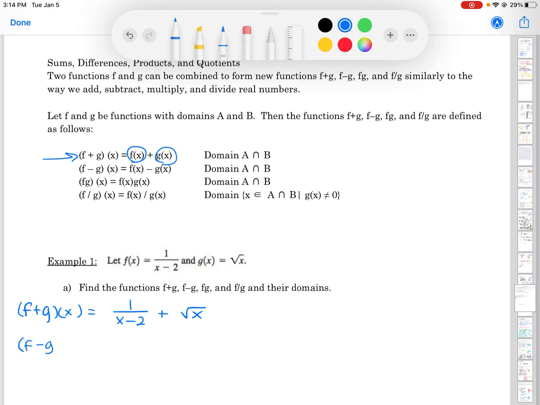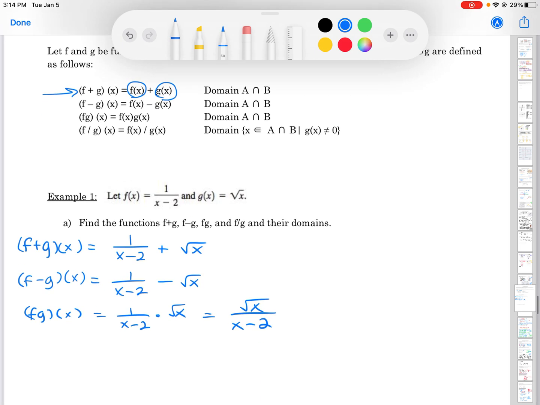Subtraction is almost identical. It's just going to have a minus sign in the middle. Multiplication, again, is very similar. We're just going to multiply them together. So we have 1 over x minus 2 times the square root of x, which we can think of as the square root of x over x minus 2. And then lastly, we have division, f divided by g of x. That's going to give us 1 over x minus 2 divided by the square root of x. Don't forget we multiply by the reciprocal, so that puts the square root in the denominator.